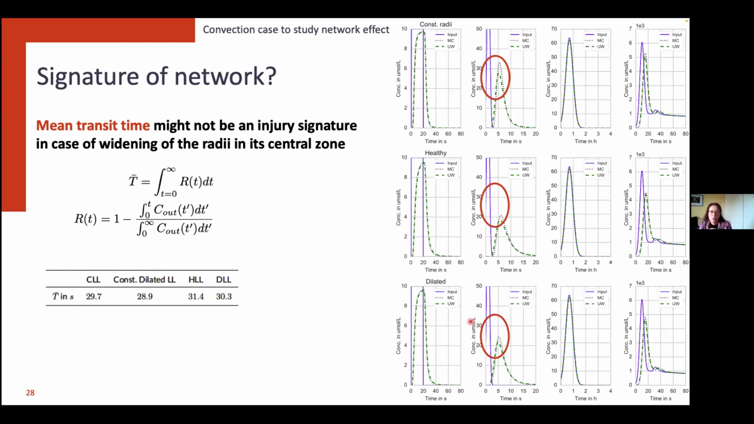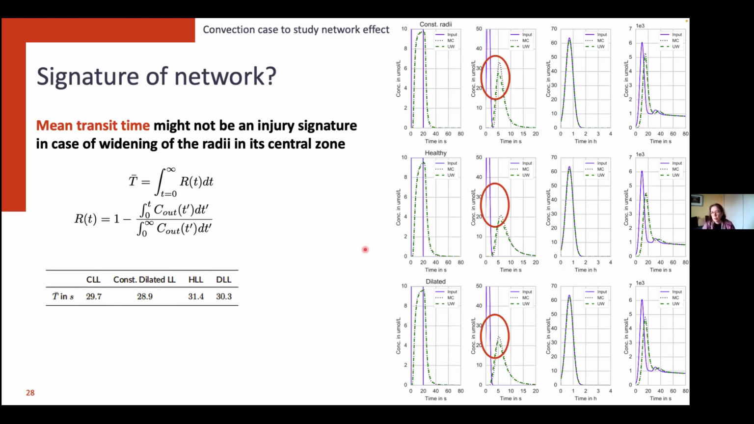And then we looked at something called the mean transit time, so how much time it takes for this input curve to pass through the entire network. It's an integrated measure of what's going on. In fact, there was not much difference between the different geometries.